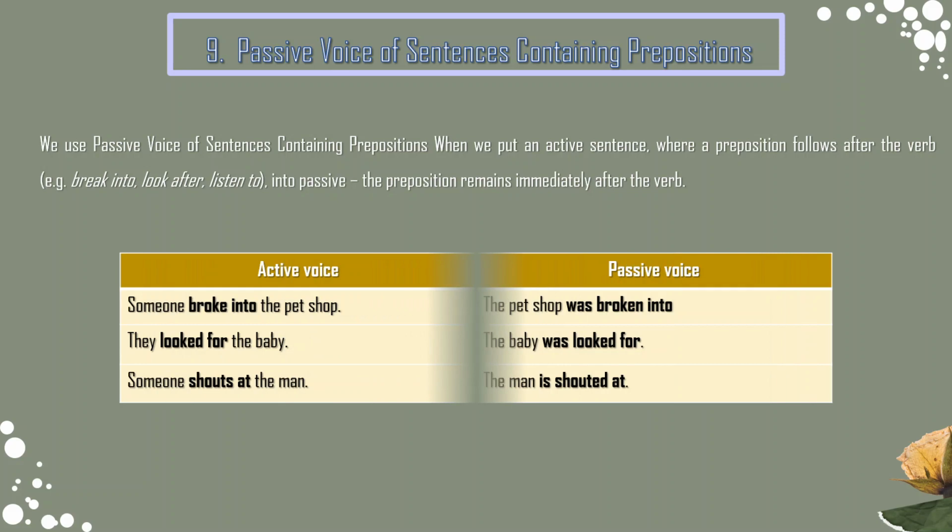And this is the example, active voice: someone broke into the pet shop. And we change into the passive voice: the pet shop was broken into. The next, they looked for the baby, and we change into the passive voice: the baby was looked for. Next, or the last example, someone shouts at the man, and we change into the passive voice: the man is shouted at.